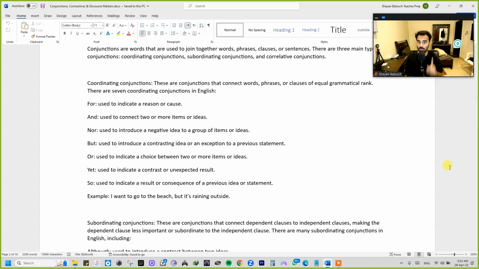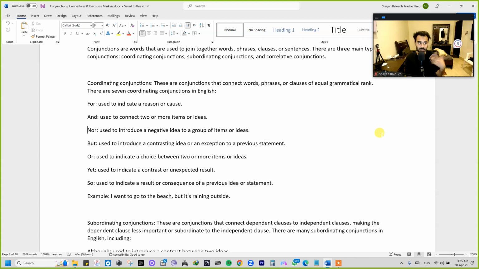So number 1, for. Here you go, for. Now, for is used to indicate a reason or a cause. And the second one, and, is used to connect 2 or more items or ideas. Nor is used to introduce a negative idea to a group of items or ideas. But, the word but, is used to introduce a contrasting idea or an exception to the previous statement.